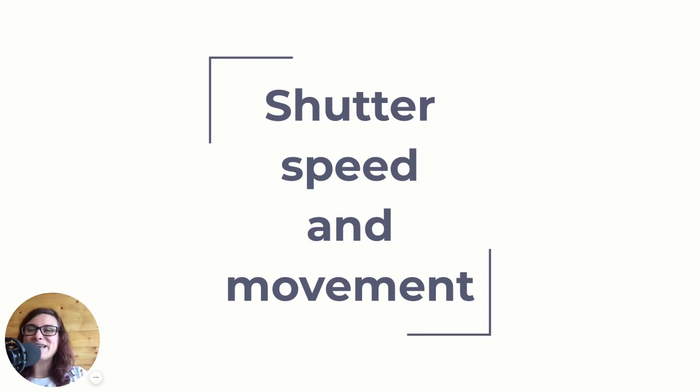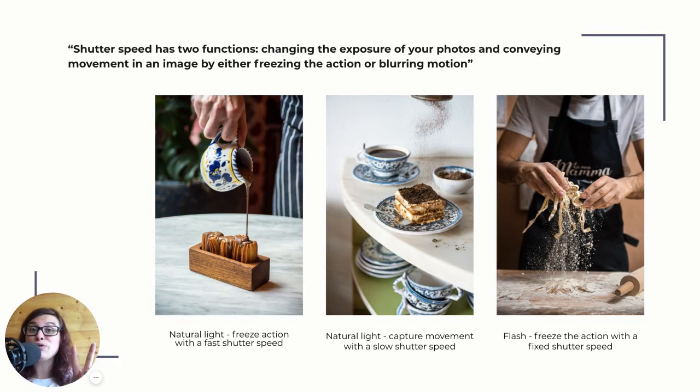Shutter speed is one of the three pillars of exposure alongside aperture and ISO. It has two functions. It changes the exposure of your photos and also it conveys movement in an image by either freezing the action or blurring motion.